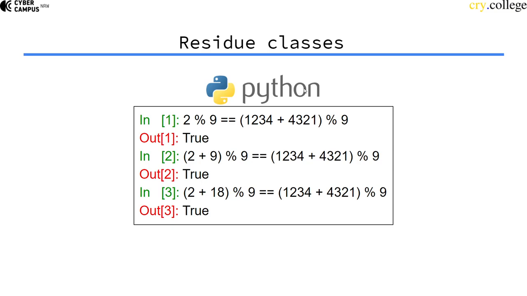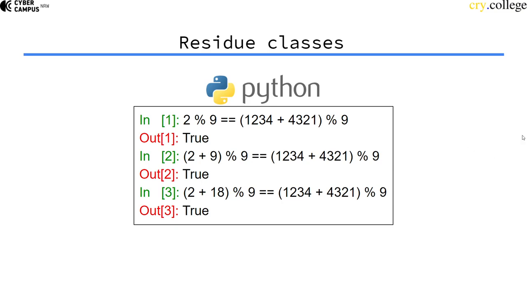So there's not one solution, right? 2 modulo 9 is the same as this modulo 9. Well, 2 plus 9 turns out is also the same. 2 plus 18 modulo 9 is also the same, it's also 2.